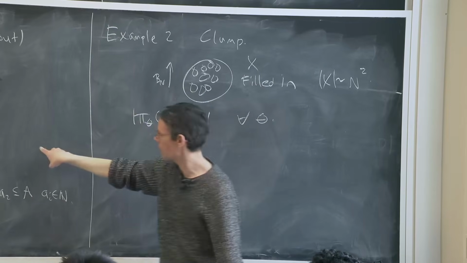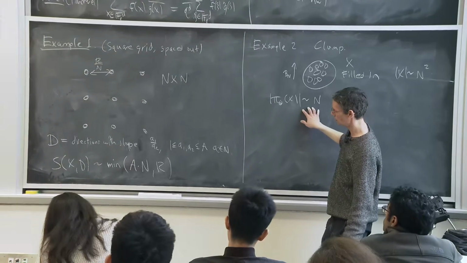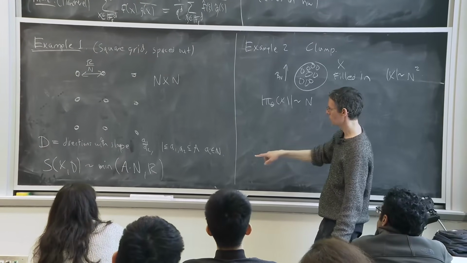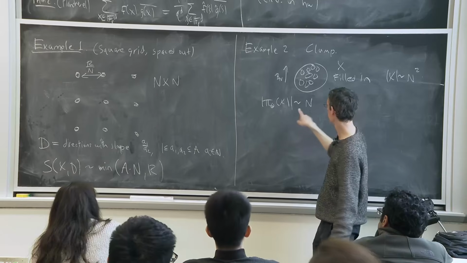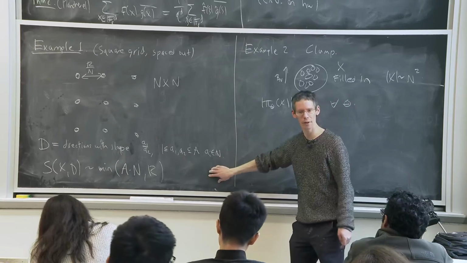And if you compare these examples, you'll see that this one has much smaller s's than this one. This example is much more extreme than the grid.